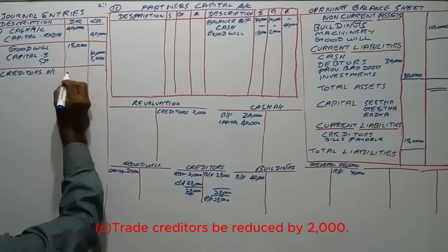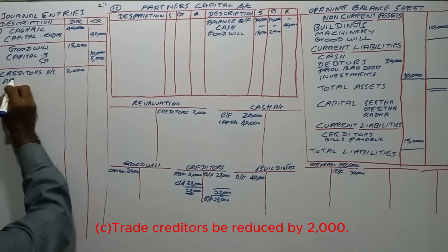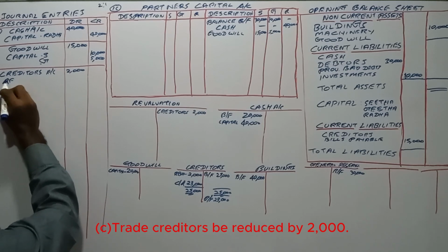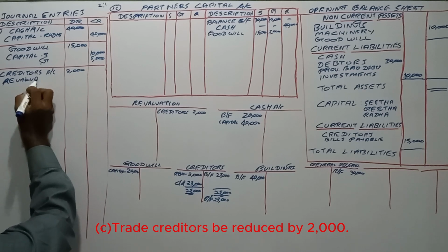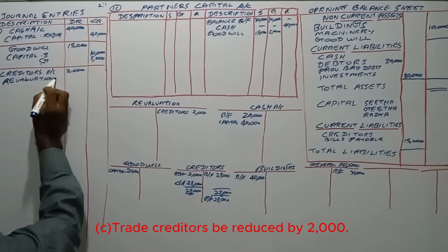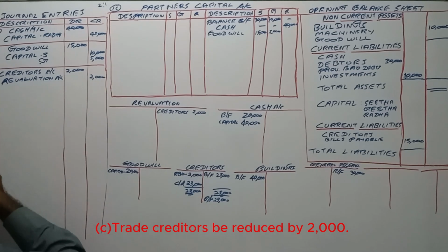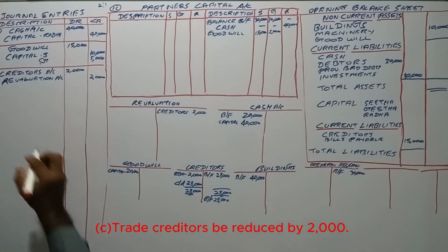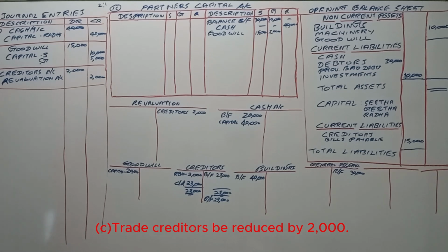Creditors account debit 2,000 and revaluation account credit 2,000. Right? You know the narration: being creditors have been revalued. Right?